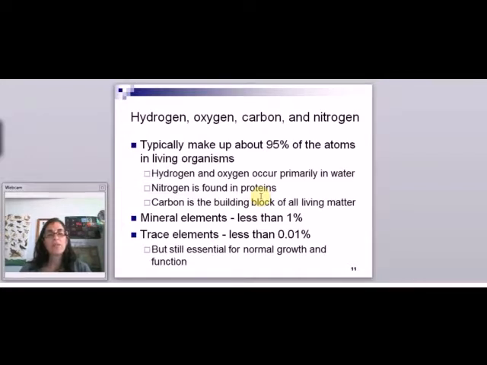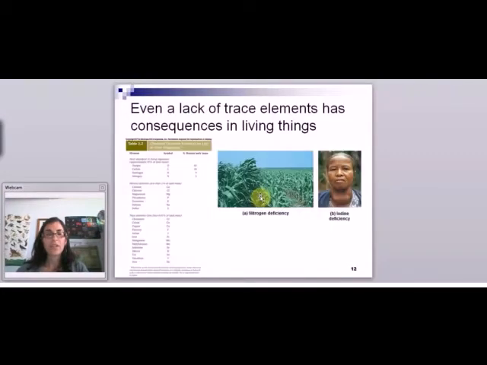We also have elements present in lesser amounts, and these are called mineral elements and trace elements. I always say that mineral and trace elements are kind of like that list on the back of a multivitamin. And you can see that list in your textbook: calcium, chlorine, magnesium, phosphorus, potassium, sodium, sulfur, on and on. And again, like I said, it's just like the back of your multivitamin.